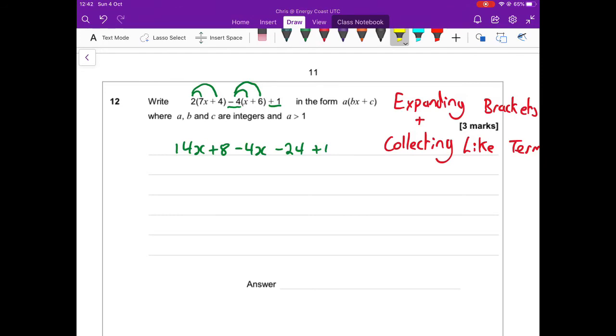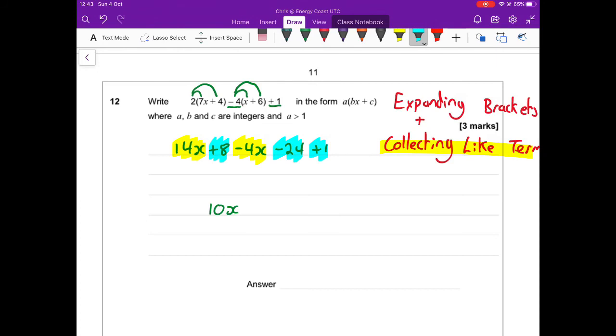Now we need to do what we call collecting like terms, which is why I've written that bit there. I've got 14x. If I'm highlighting, I need to highlight the symbol in front, so I've got a minus 4x as well. What is 14x take away 4x? It's 10x. I'm going to shift colours, so plus 8, minus 24, and then add 1.